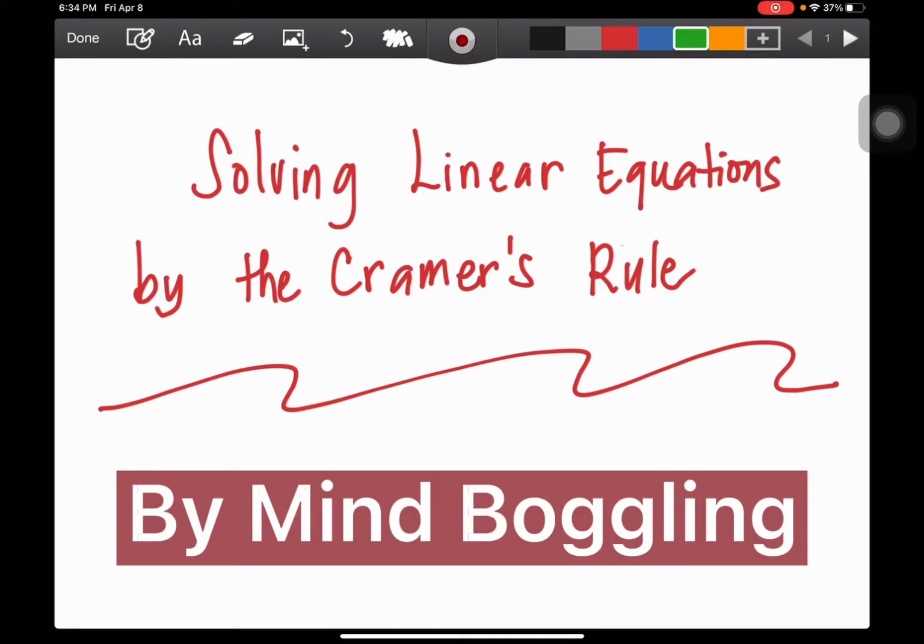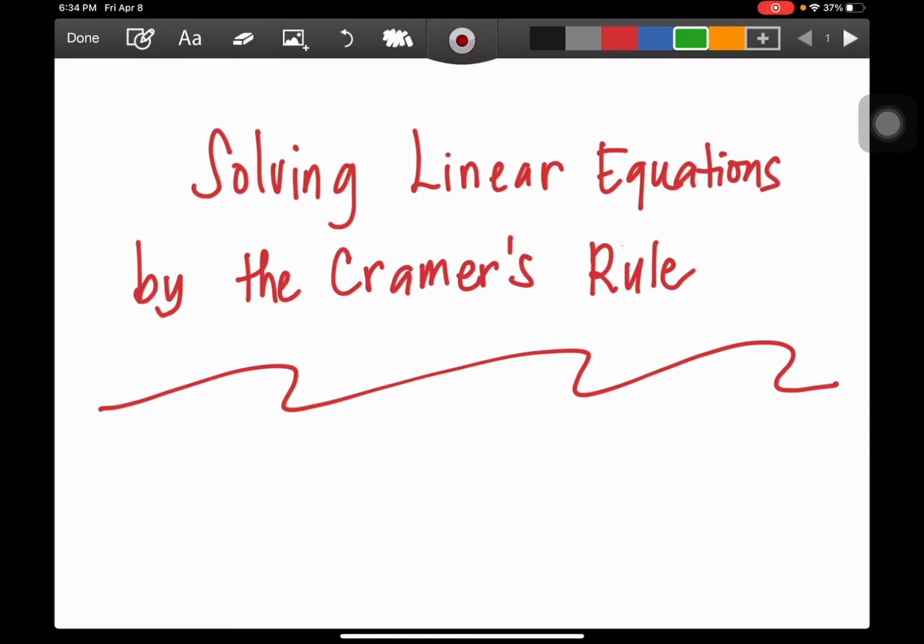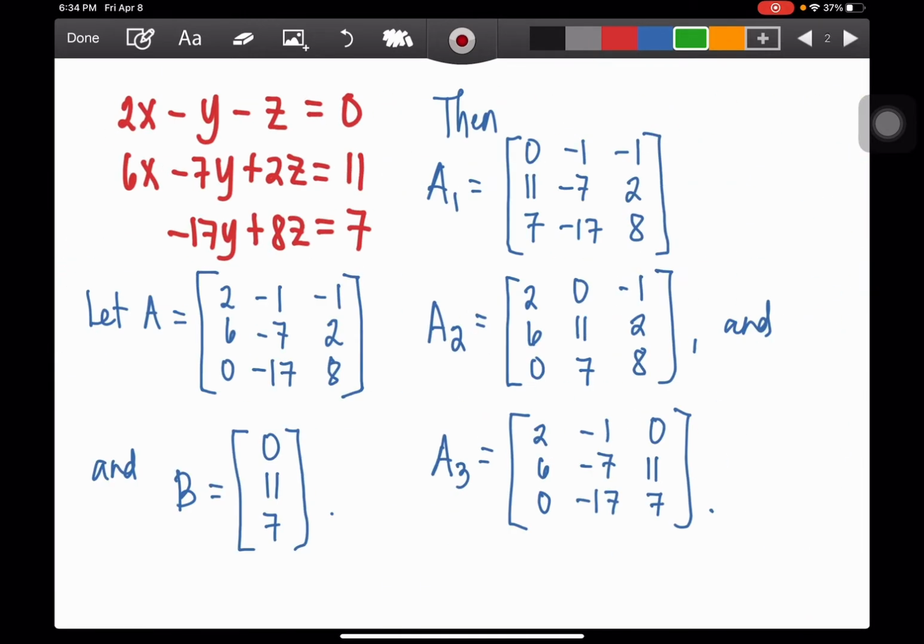Good morning, guys! We have here the third method in solving for linear equations. So this method is what we call the Cramer's rule. Okay? So we have here an example.